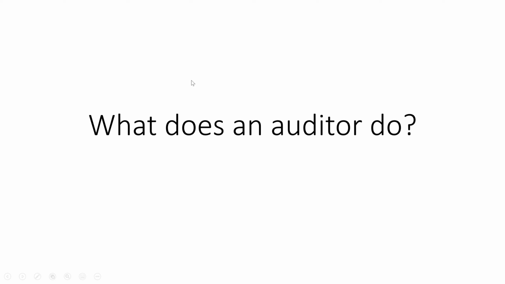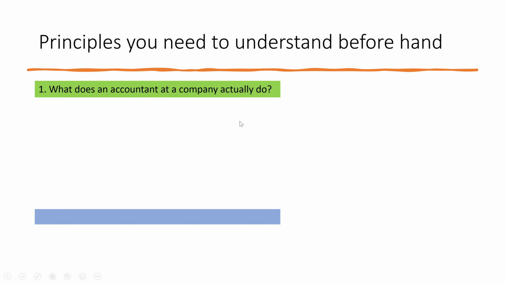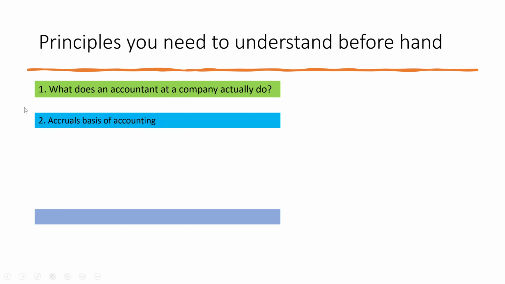Hi everyone, so today we're going to be looking at what an auditor does in a series of videos. Before we understand what an auditor does, we have to understand a few principles. The first one is, what does an accountant at a company actually do? Second, we need to understand the accruals basis of accounting, which will be used by most of the entities that are audited. We need to understand the going concern assumption.